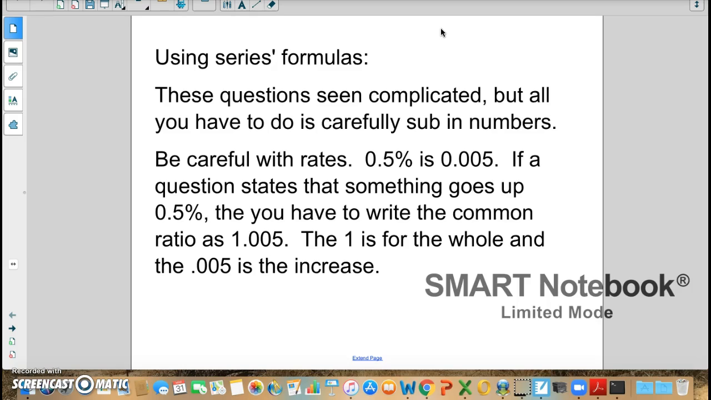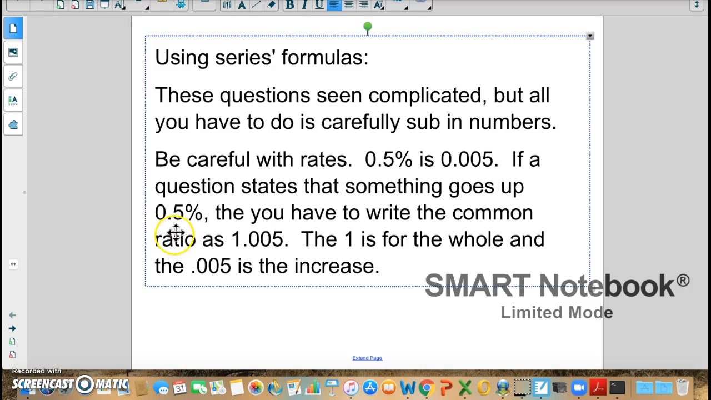Okay, so again, these questions look complicated, but you're just subbing in. A couple of things to be careful with. If you're told the rate is 0.5%, when you type that in, you're going to type it in as 0.005. If a question states that something goes up by 0.5%, then you have to write the common ratio as 1.005. The 1 is for the whole, and the 0.005 is for the increase.